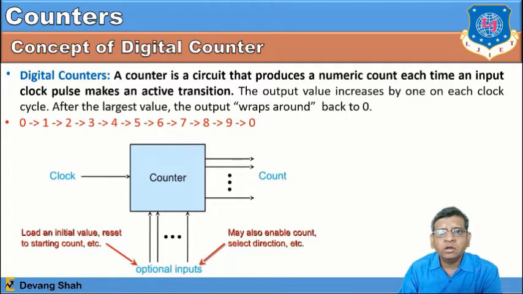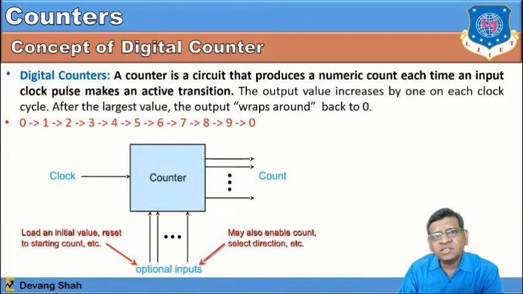The main important signal in a counter is the clock signal. If you apply the clock individually to each stage, it becomes an asynchronous counter, and if the clock is the same at each stage of the flip-flop, that is called a synchronous counter.